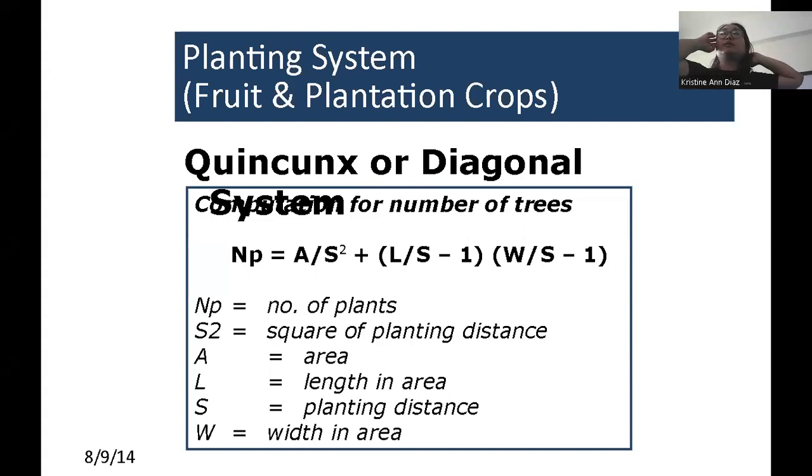9 by 10. Ang kanda niya nag-compute sa 10 by 10. Depende ka tao. So, nag-sample lang ka. So, i-follow lang ninyo ang formula.